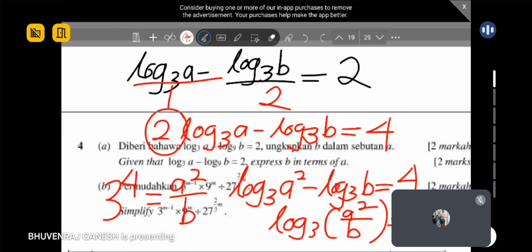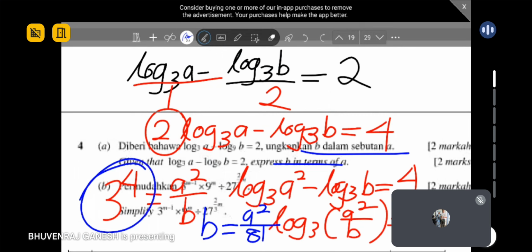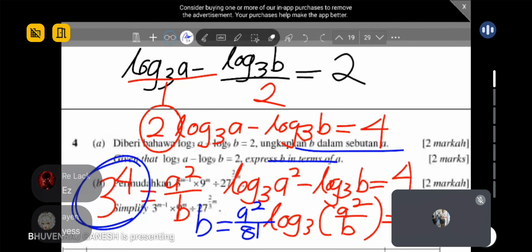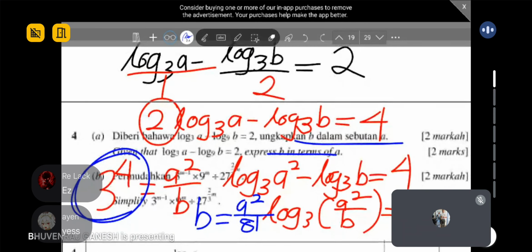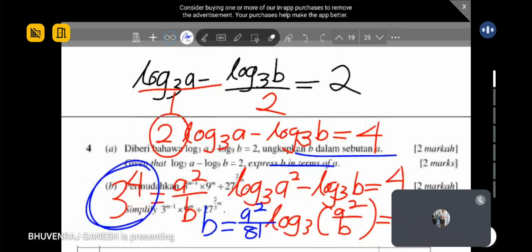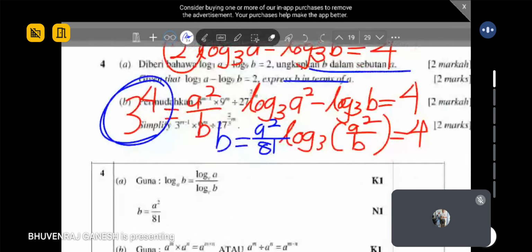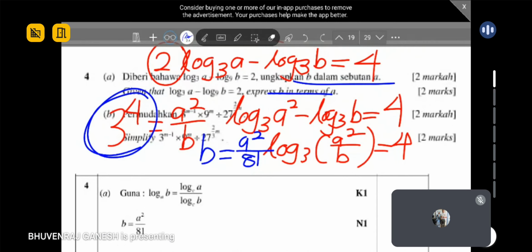Okay, then read back the question. They want you b in terms of a. So the answer is b equal to a square over 81. Okay, 3 power 4. The answer is 81. Settle. Do you all understand how to solve the question? Especially people who don't like log. A lot of people don't like log. So some people might still find it hard, but actually it's easy lah. It's simple. Okay, only 2 marks.